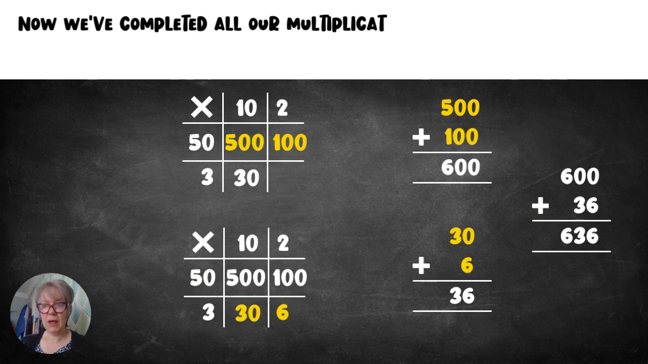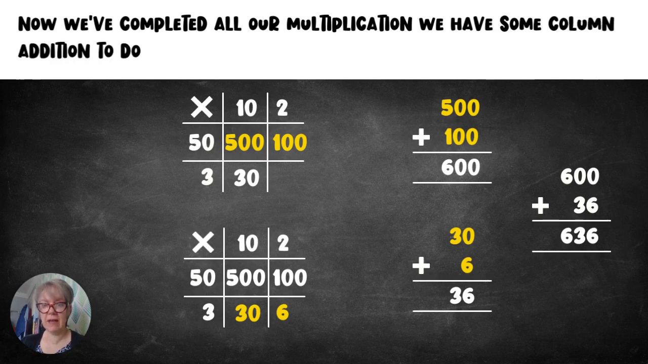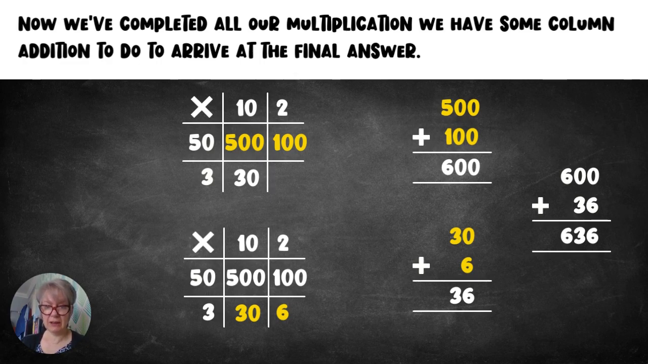Now we've completed all our multiplication, we have some column addition to do to arrive at the final answer. So you take the 500 and the 100 and you add them together. It's really important that you do use column addition so that you don't get numbers out of alignment. So the 500 and the 100 equals 600. The 30 plus the 6 equals 36. And then you add those answers together, 600 plus 36 and your final answer is 636.